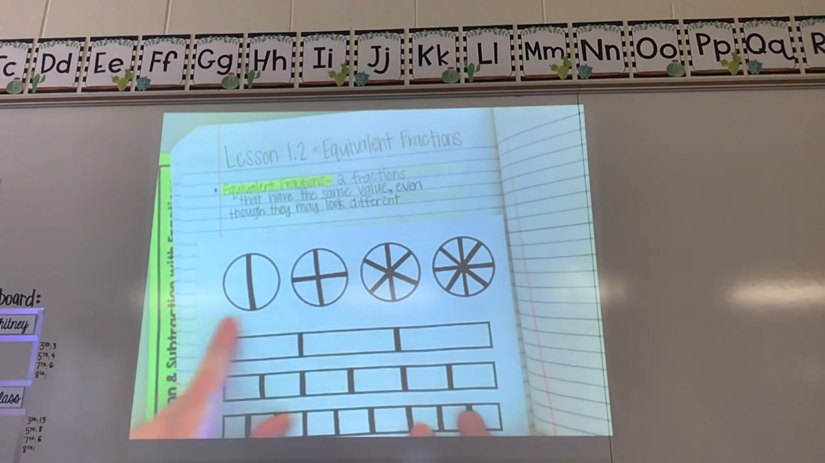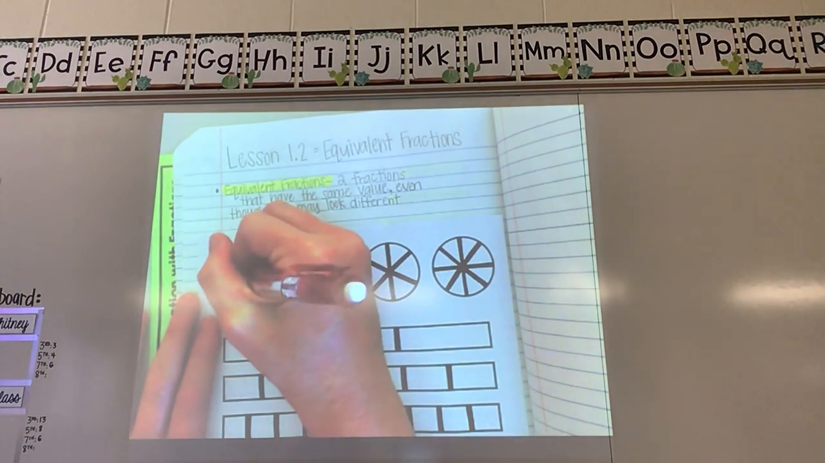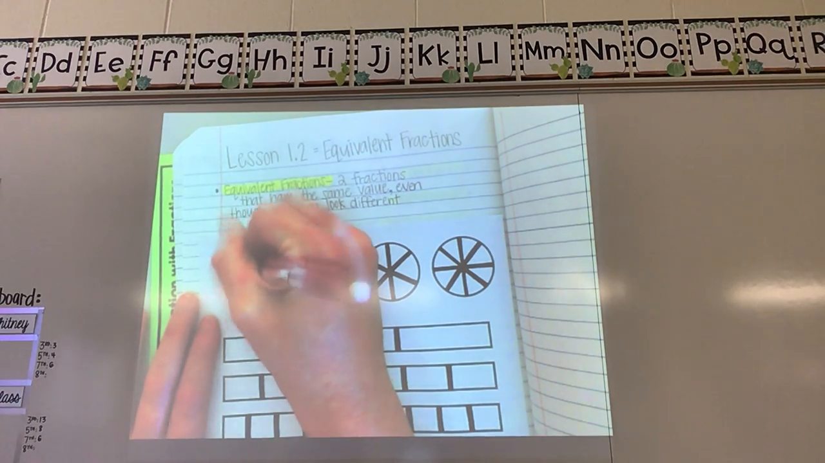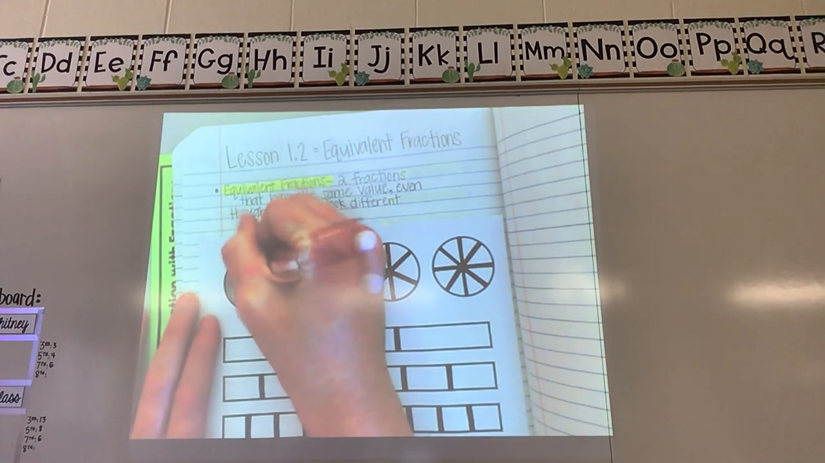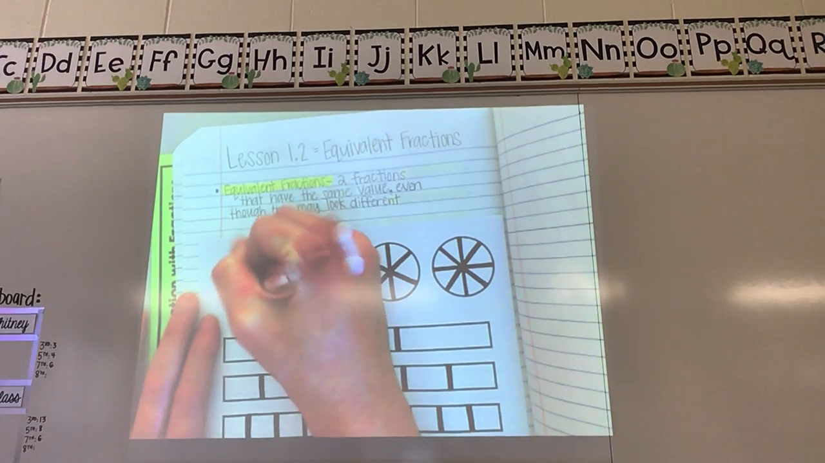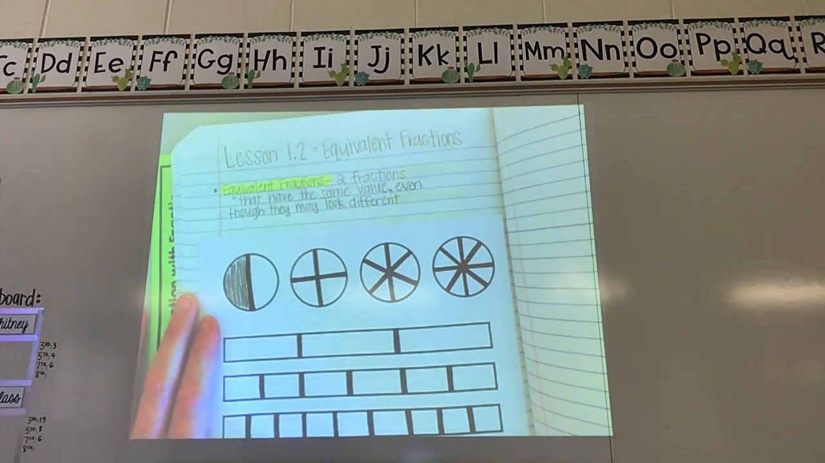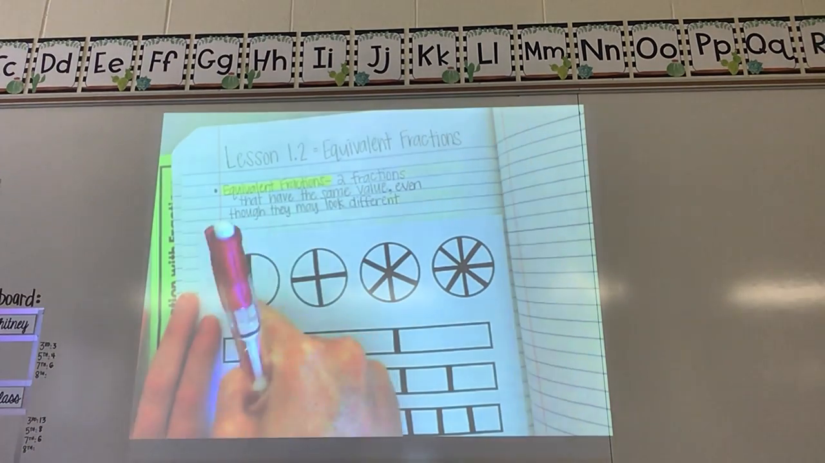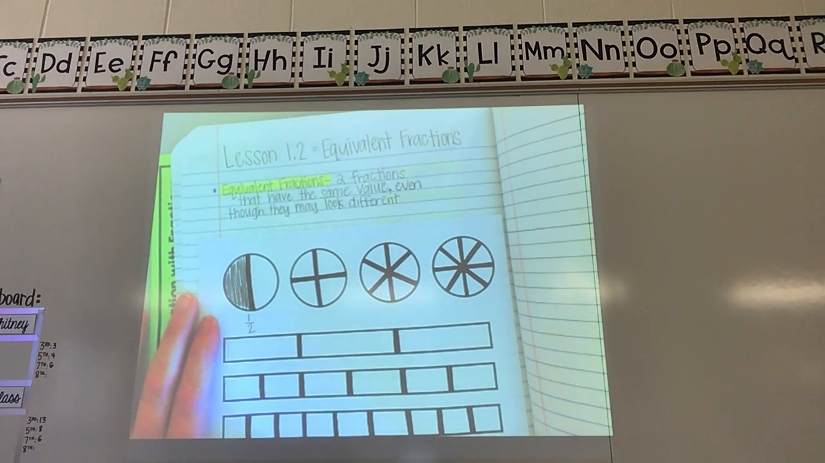We have some circles here. I'm going to shade this first piece of this circle. And I want you to be thinking, what fraction of the circle is shaded? Hopefully, you are thinking 1/2. I shaded one out of the two pieces in that circle, so I have shaded 1/2.